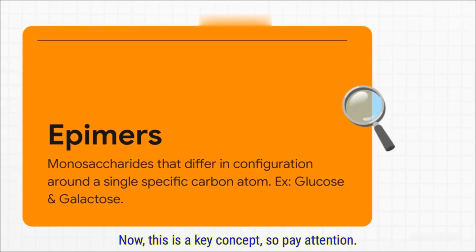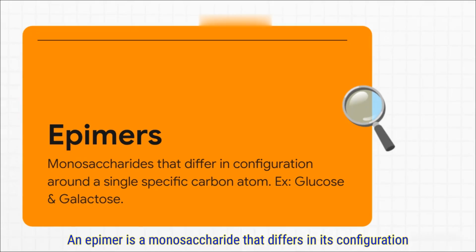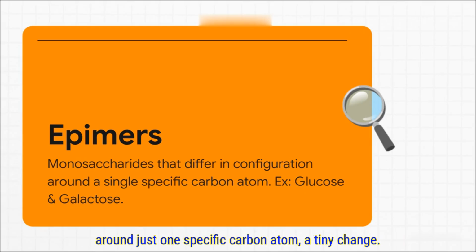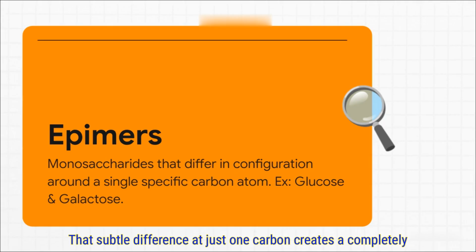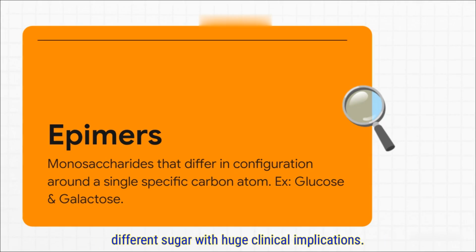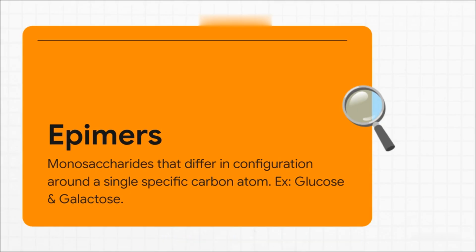Now, this is a key concept, so pay attention. An epimer is a monosaccharide that differs in its configuration around just one specific carbon atom, a tiny change. For instance, glucose and galactose are C4 epimers. That subtle difference at just one carbon creates a completely different sugar with huge clinical implications.